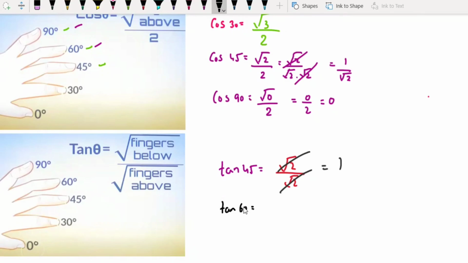One more value we're gonna find out, that is tan 60. Above tan 60, how many fingers? Fingers first in the numerator: fingers below we have to count, so below 60 degree, how many? 1, 2, 3. So root 3 inside the root, divided by fingers above 60 degree, how many are there? Only 1, right? So root 3 by 1 we can write as root 3. So tan 60 is equal to root 3.